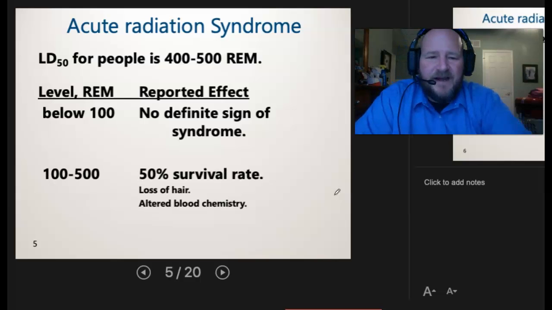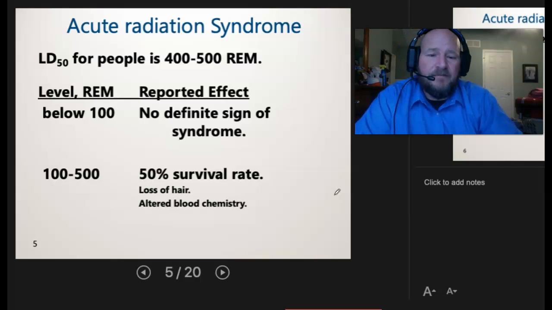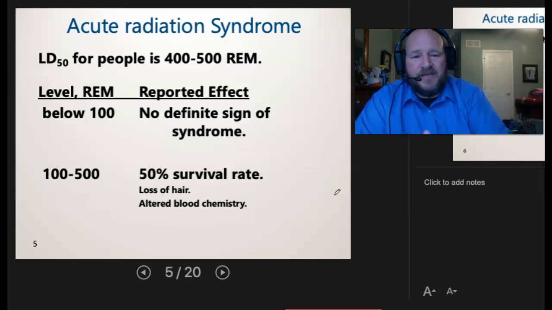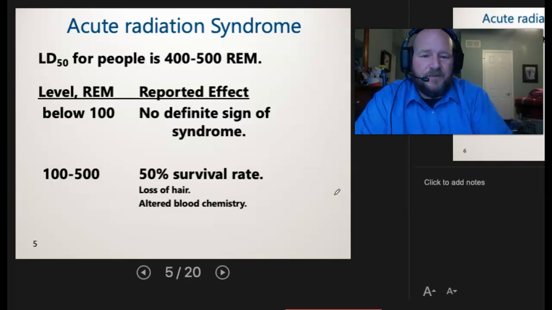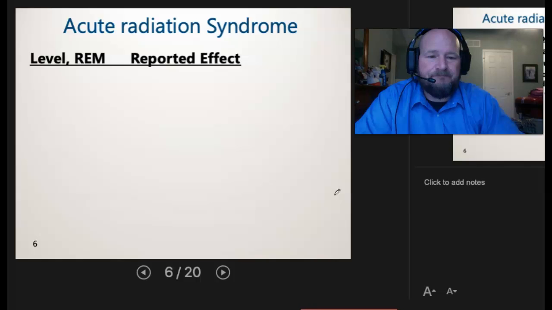Now, 100 to 500, this is a 50% survival rate area. You have a loss of hair and your blood chemistry starts to alter, right? So this is chemotherapy is what that is. So if you've ever met anybody or known anybody to be on chemotherapy, you know that they're always doing blood work, like weekly, sometimes even more often than that as they're adjusting the drugs, trying to make sure that the blood chemistry is where it's supposed to be.